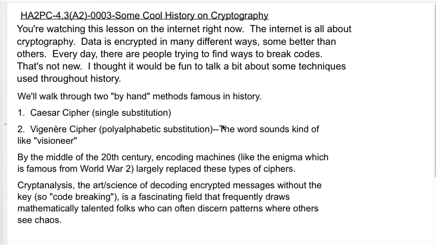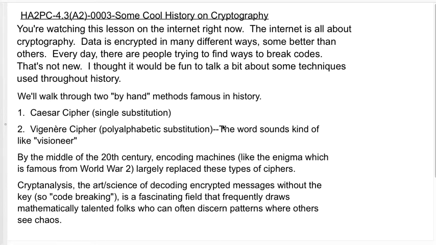So by the middle of the 20th century, encoding machines like the Enigma, which you'll see if you've ever watched the movie The Imitation Game, which is about Alan Turing, became very famous. There are lots of other things, but during World War II, the Enigma machine became very famous, and there are other counterparts that were in America that were very famous. So eventually, a lot of these types of by-hand ciphers were replaced.